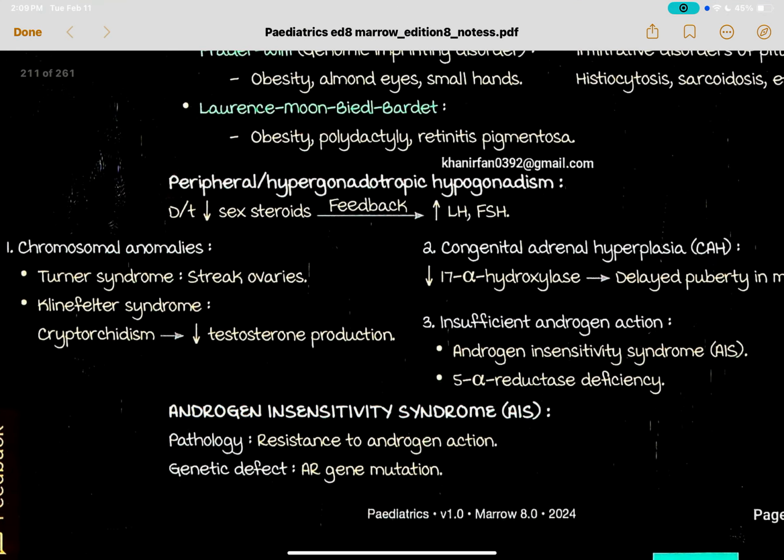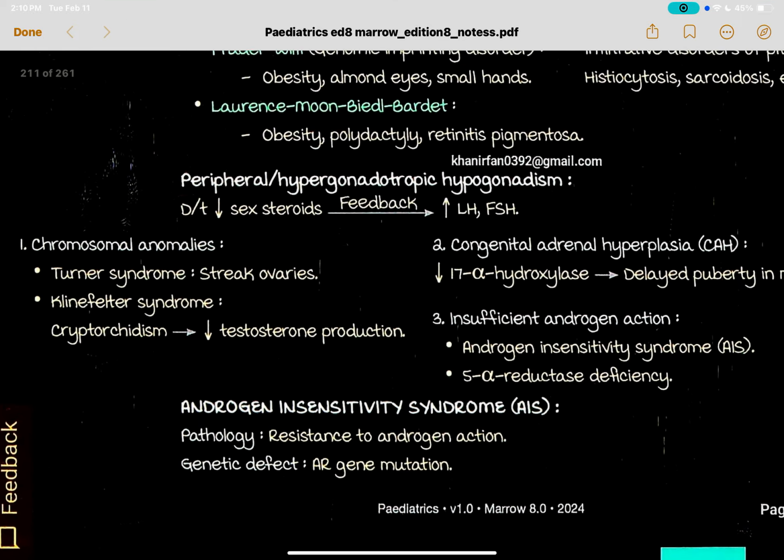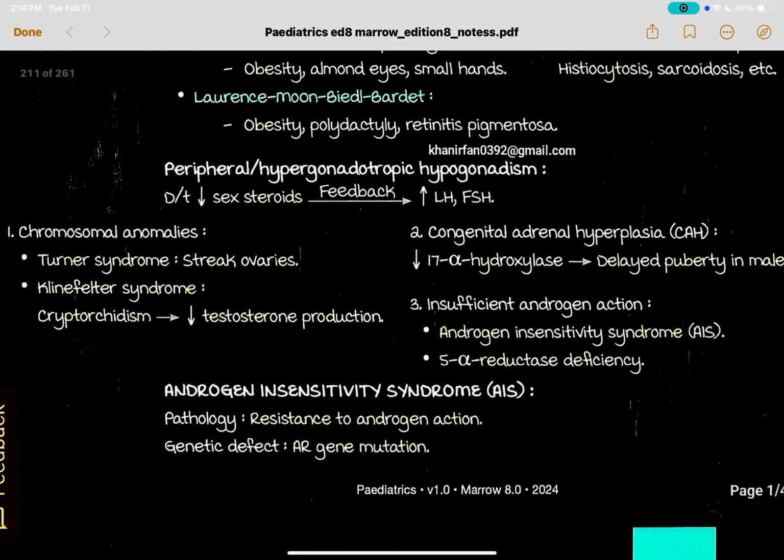Peripheral hypergonadotropic hypogonadism is due to decreased sex steroids and feedback, with increased LH and FSH. Causes include chromosomal anomalies: Turner syndrome with streak ovaries, and Klinefelter syndrome with cryptorchidism and decreased testosterone production. Congenital adrenal hyperplasia, with decreased 17-alpha hydroxylase, causes delayed puberty in males.